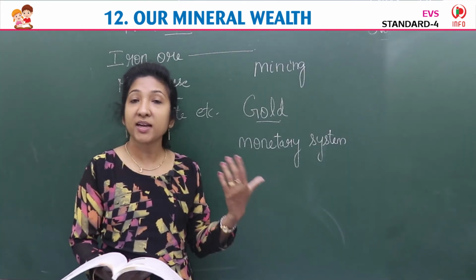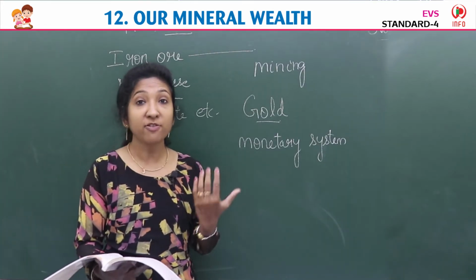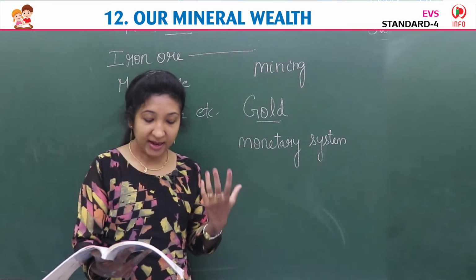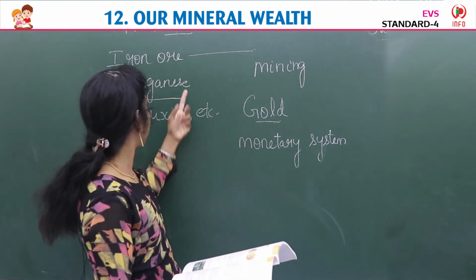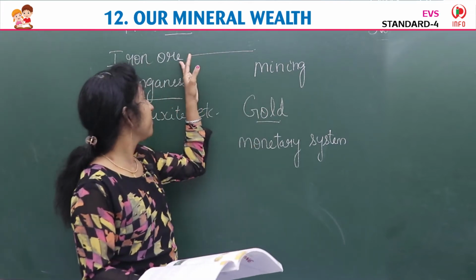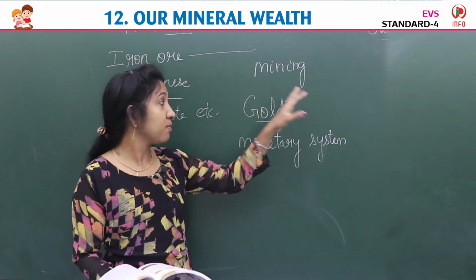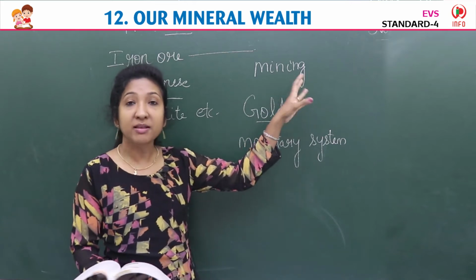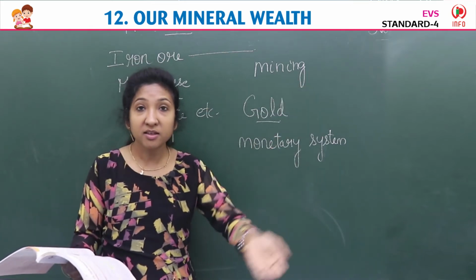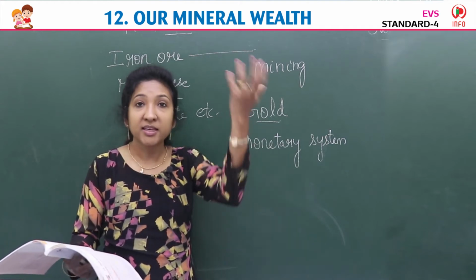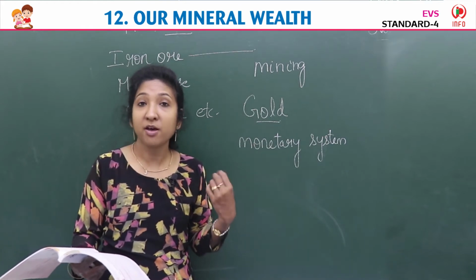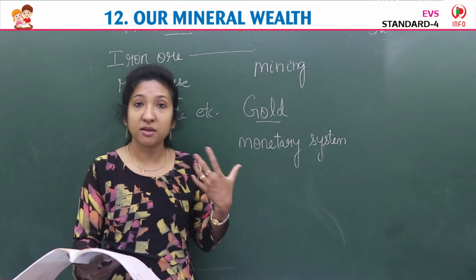As children, we are learning about metallic minerals of India, such as iron ore, manganese, bauxite, etc. We learned about iron ore, and we get all these minerals by mining, the process of digging out from deep inside the earth. We are digging and taking out these minerals. All these minerals we get in the process of digging, or mining.